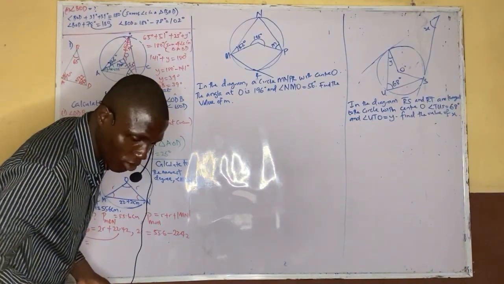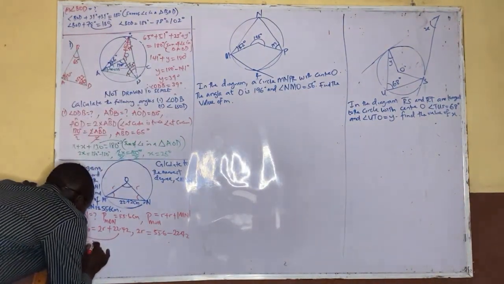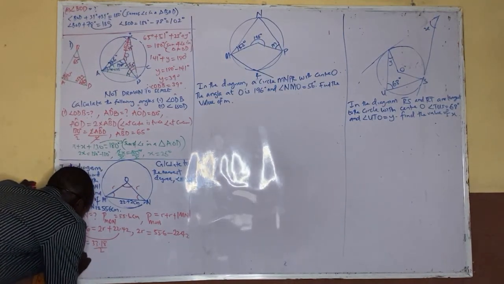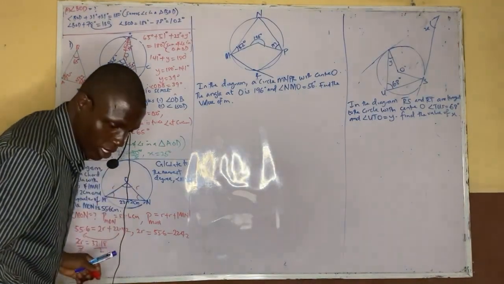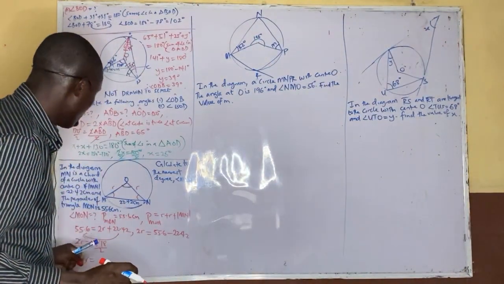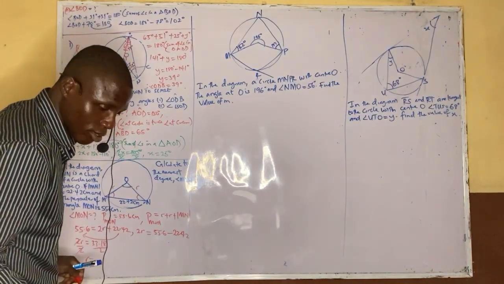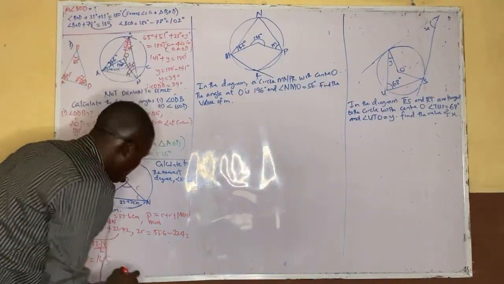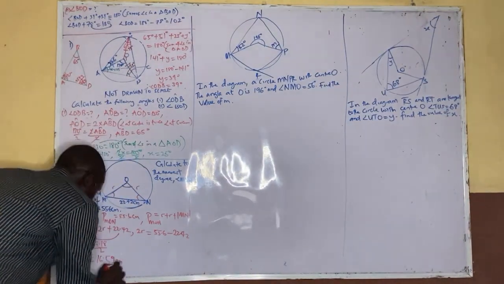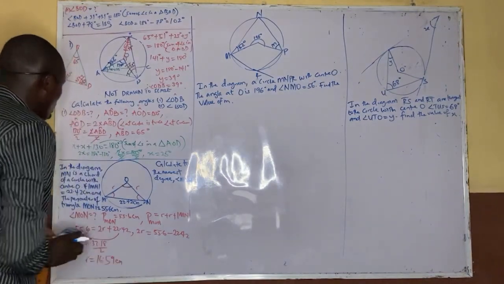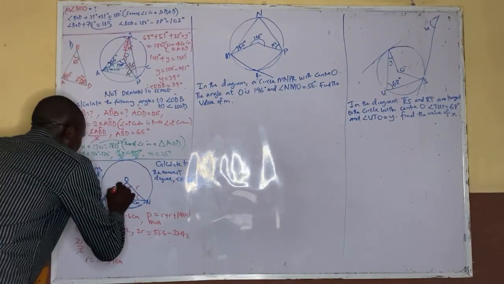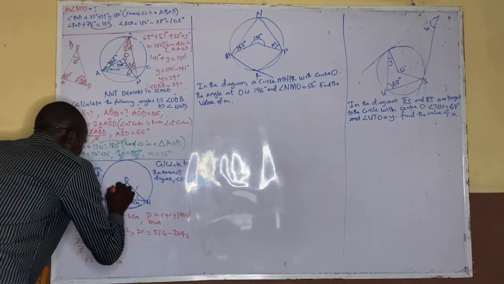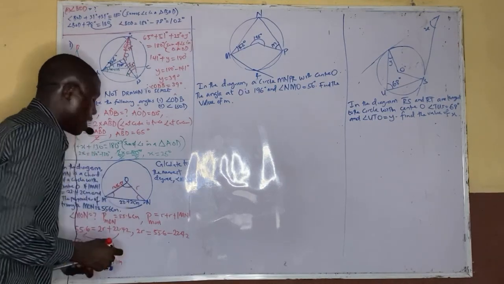55.6 minus 22.42. So we have 13.80. Divide both sides by 2 to get your R. What is R now? Divided by 2 to get your R. This is 16.59 centimeter. So now having gotten this one to be 16.59 centimeter, you can easily get the angle now.